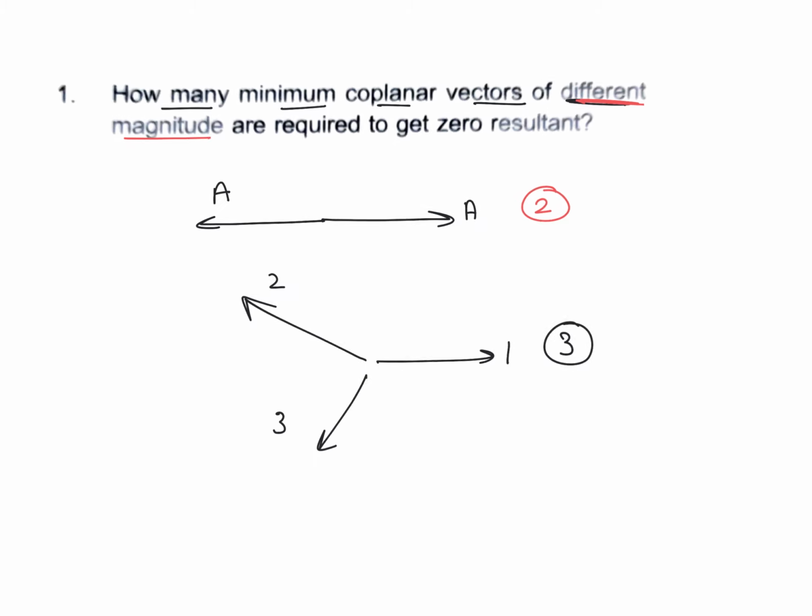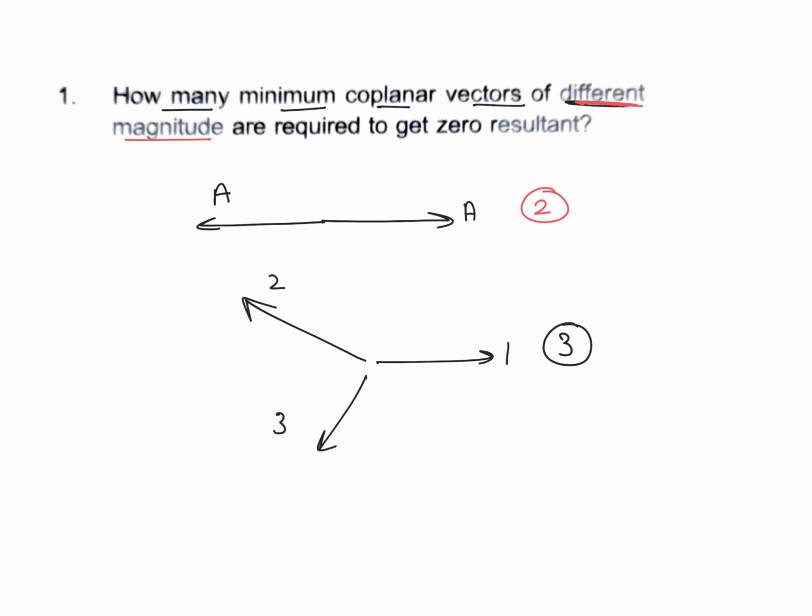So remember that the minimum number of forces required is 2 if they have the same magnitude. If they do not have the same magnitude, then the minimum number of forces required is 3. Then the forces should be coplanar.